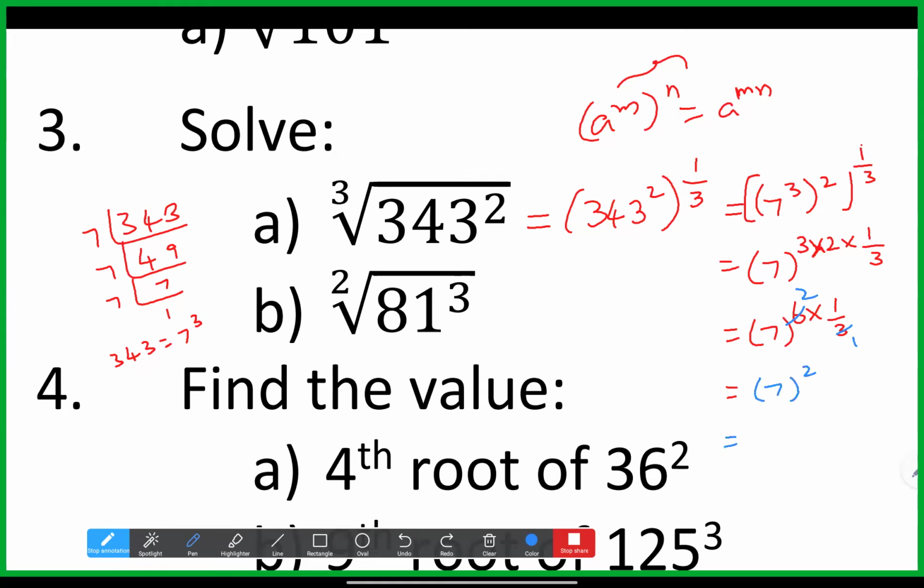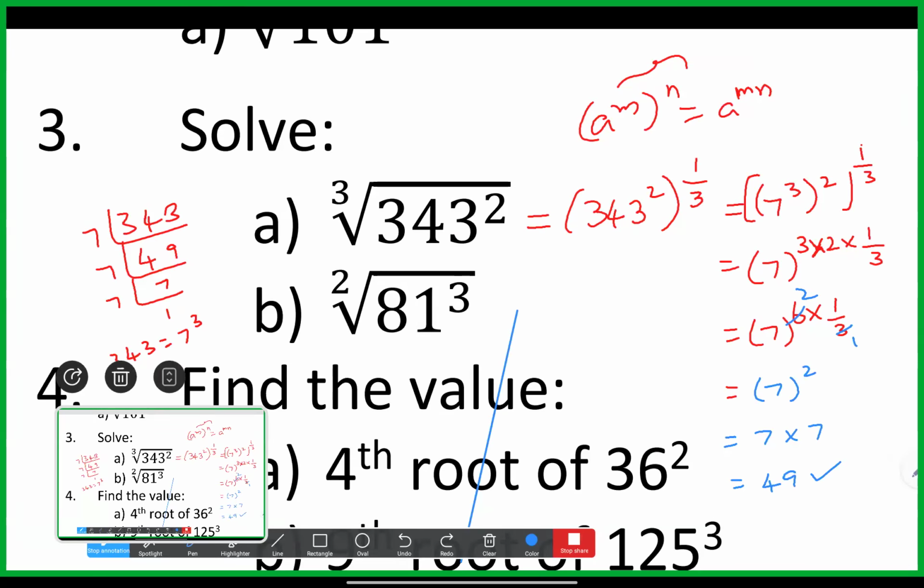Ishwar, you're asking some doubt? Sir, I was just saying 7 power 2, sir. Ishwar, 7 power 2, which is 7 into 7. Answer is 49. Like that. Shall I delete it, Ishwar? Yes, sir.